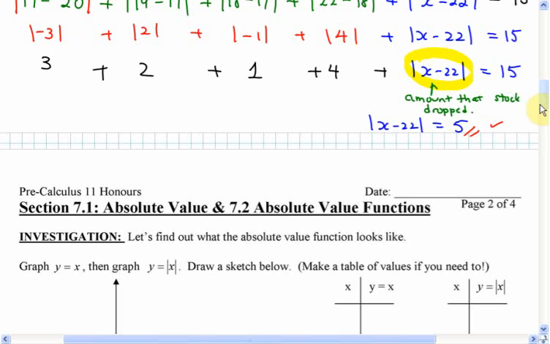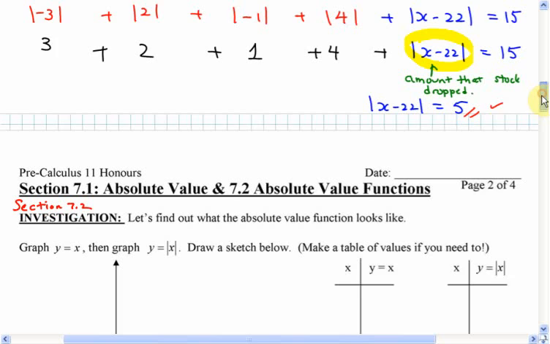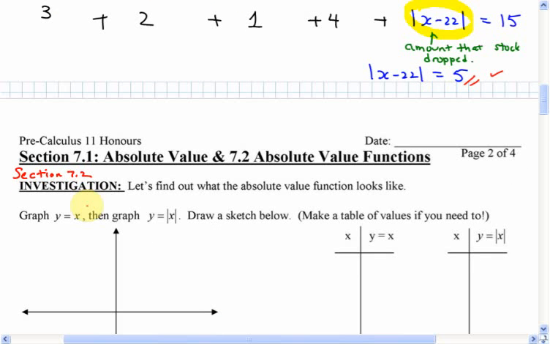On page 2 is where we start section 7.2. So in 7.1, I kind of showed you what the absolute value is. You played around with it number-wise. Now I'm going to show you what the absolute value graph looks like, or the actual function. So to do that, I'm going to bring you back to the good old days of grade 10 math. Do you remember graphing out lines? Yes? Let's graph out this line, y equals x.